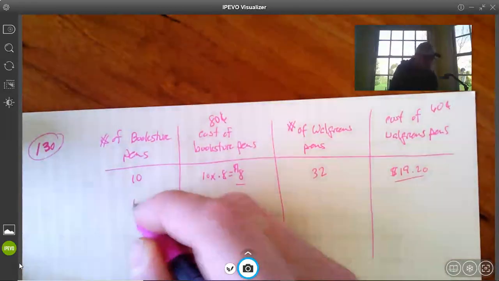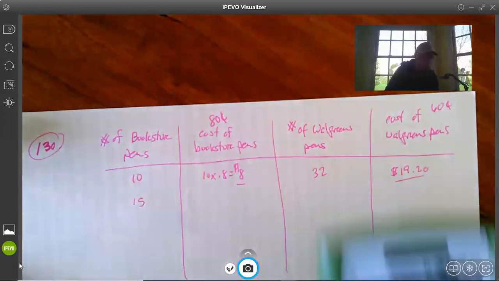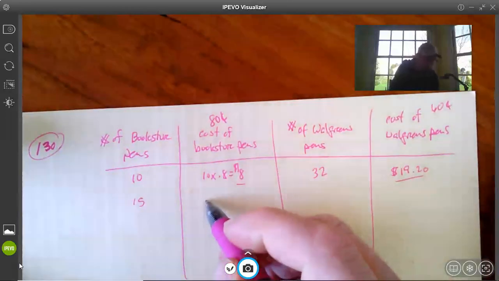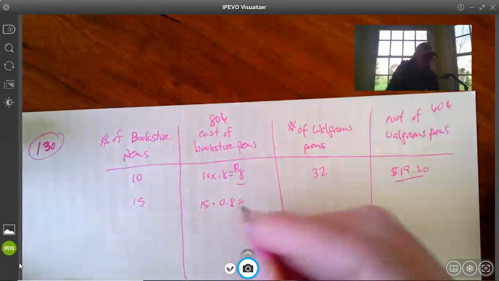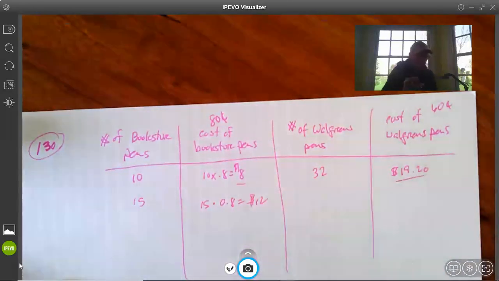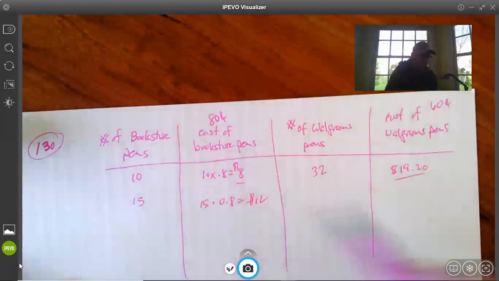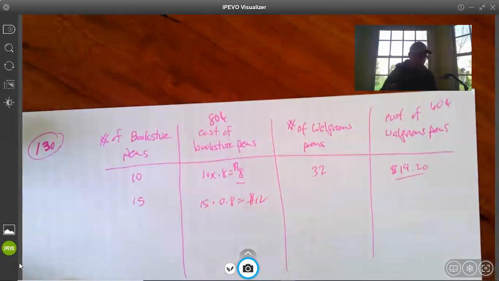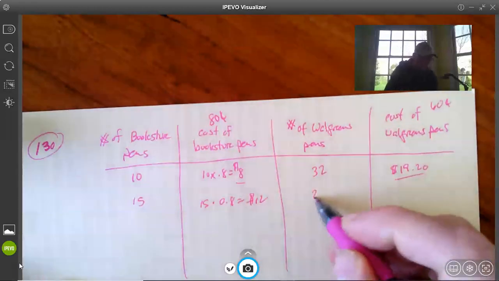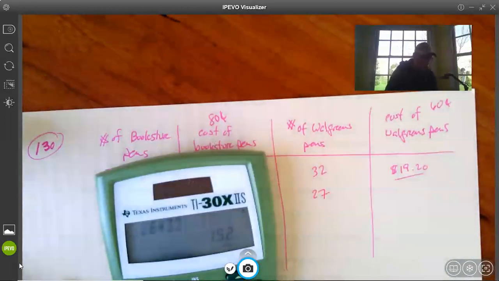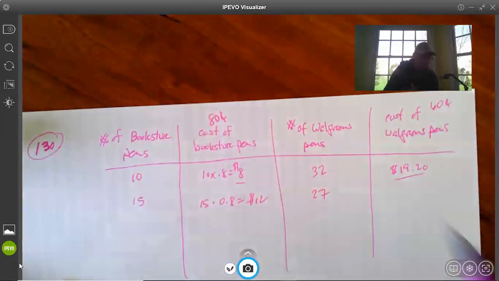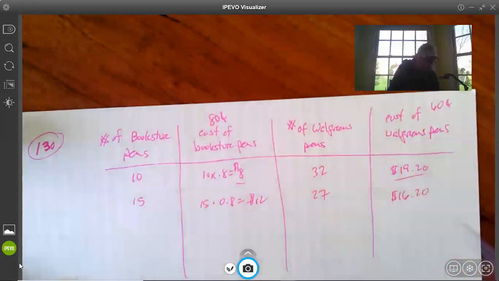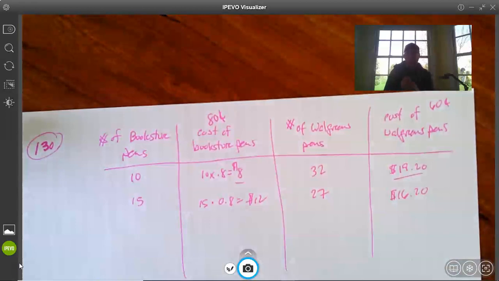Let's try another. Let's try 15 pens at the bookstore. And then we've got, let's see, 15 times 80 cents each will be $12. And the number of Walgreens pens will be, she bought 42 total, so take away 15, that'd be 27 pens. And 27 times 0.6 is $16.20. So still not the same, but it seems like we're getting a little bit closer. So maybe we're headed in the right direction.